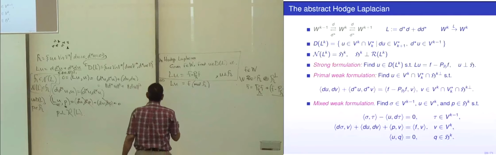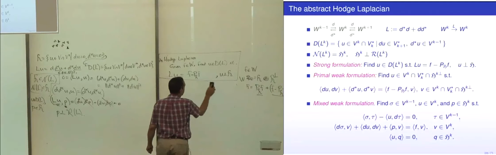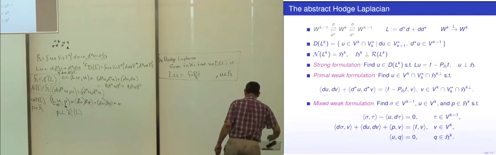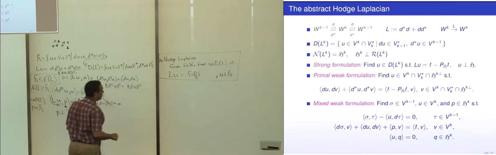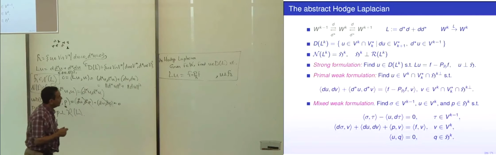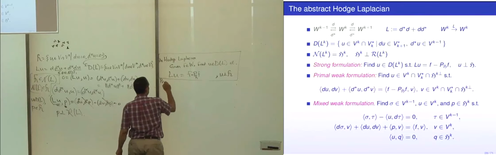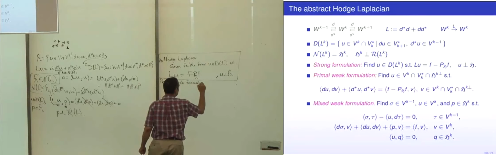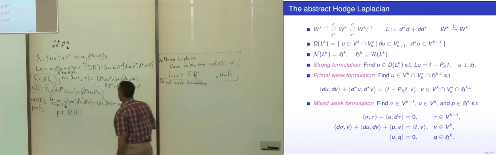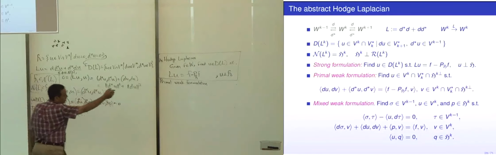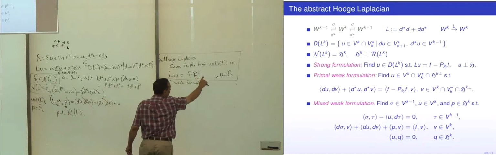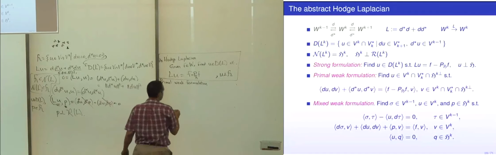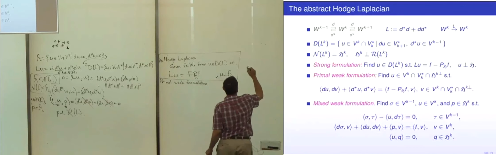Okay, I'm going to give two other formulations of the abstract Hodge-Laplacian, sort of a weak formulation where we use test functions, and then a mixed weak formulation. So the primal weak formulation is going to be what happens if you take Lu equals f minus PHf, and you multiply it by a test function v, and take the inner product. So obviously, we've done this already.